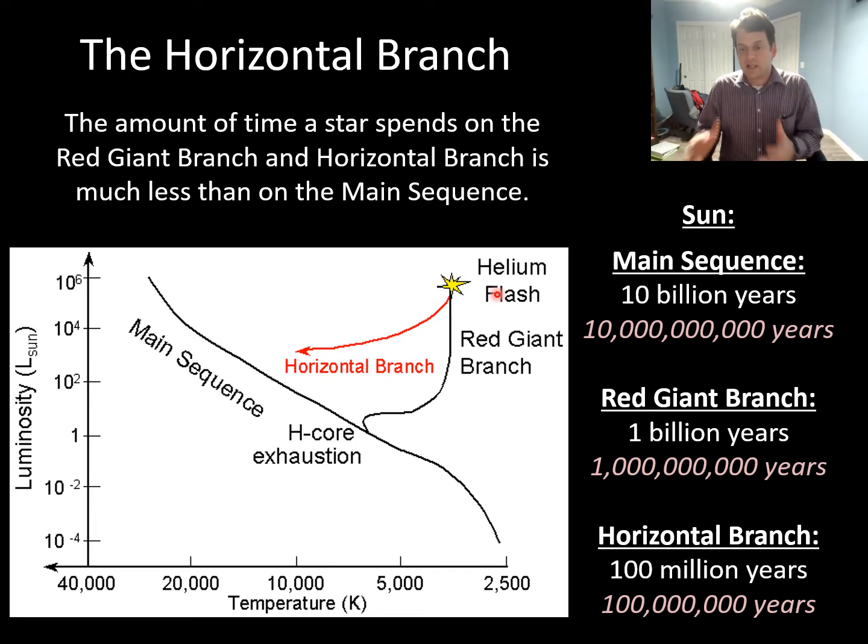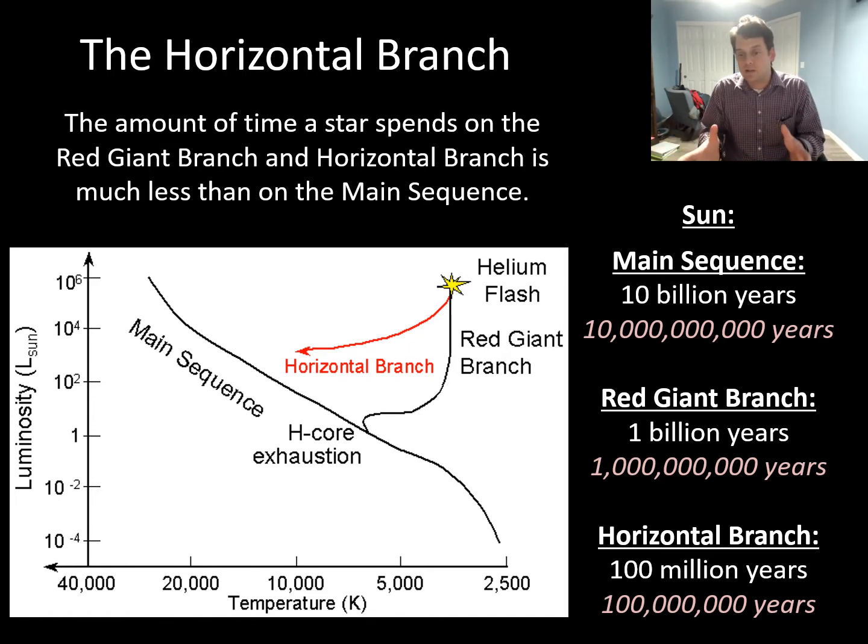And so again, just to put some numbers on this, for the sun, which is a pretty typical low mass star, 10 billion years on the main sequence, about 1 billion years on the red giant branch, and only 100 million years, I say only, on the horizontal branch. So again, it's about dividing by 10 with each subsequent stage.